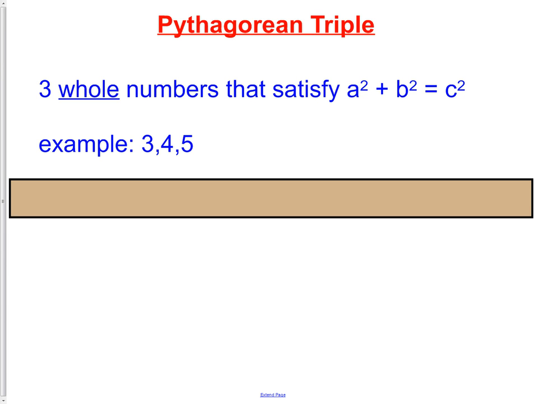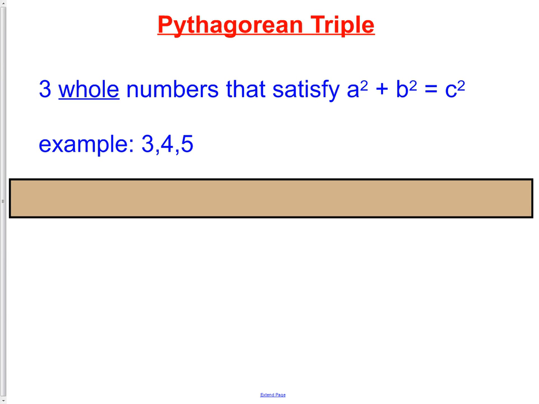A Pythagorean triple is 3 whole numbers. Remember what whole numbers are. They are our counting numbers starting 1, 2, 3, 4. Actually starts at 0, but we won't have 0 for these because we're not talking about sides. Or excuse me, sides can't be 0. 3 whole numbers that satisfy a squared plus b squared equals c squared. So in other words, there are 3 whole numbers that work in the Pythagorean theorem.